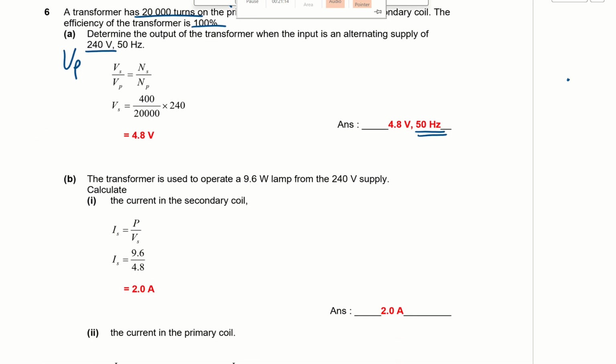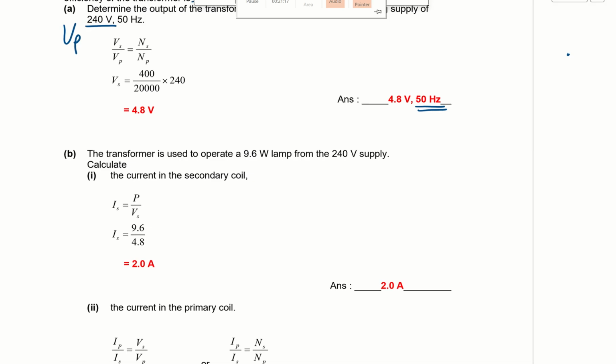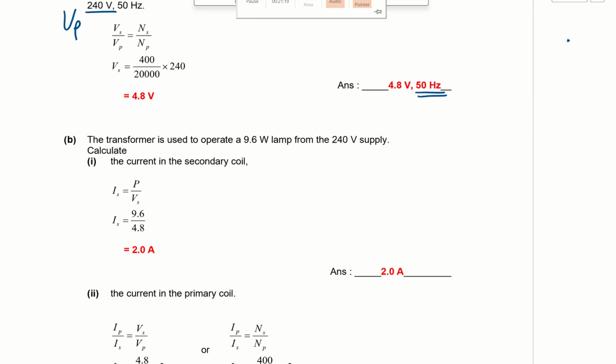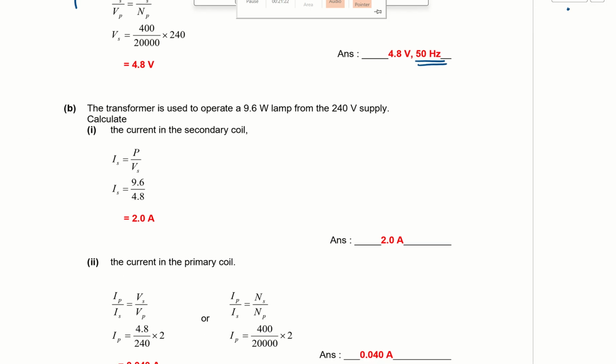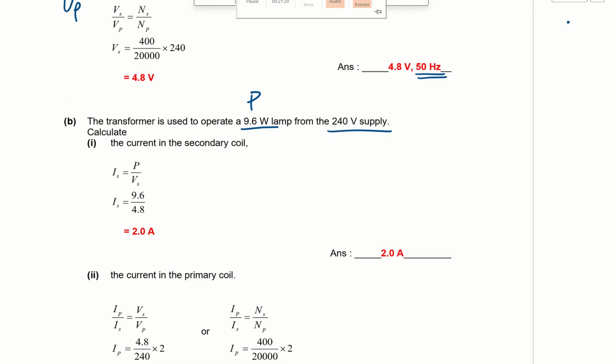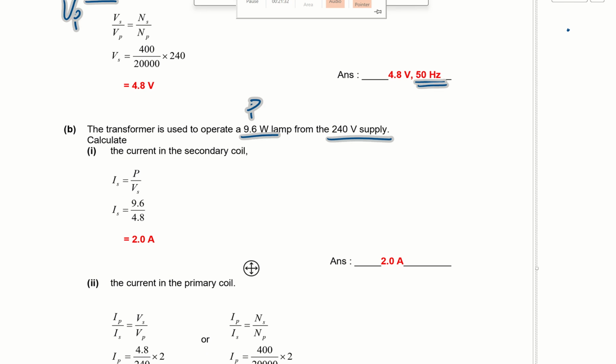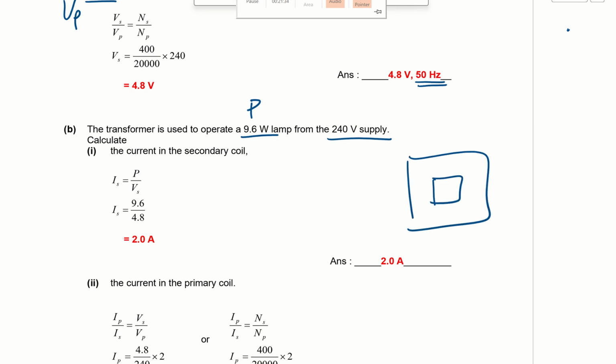Now, transformer is used to operate a 9.6 watt lamp from the 240 volt supply. Calculate the current. The power is 9.6 watt, but we cannot use 240 volts because it's from the supply. So it will look like this. This is the primary coil, this is secondary. Primary I have more turns, secondary I have less. Over here is 240 volts, and when it comes to here, it becomes 4.8 volts.